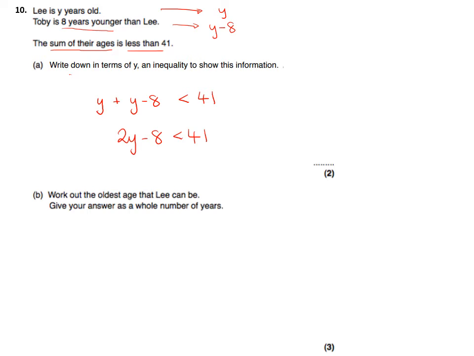Okay, part B, the oldest age that Lee can be is, I'm going to solve this inequality. So first of all, we'll add 8 to both sides and I will have 2y is less than 49. Divide both sides by 2 to give y is less than 24.5. So the oldest that Lee can be, it can be anything up to 24.5, but we're asked for our answer in a whole number of years. So Lee could be 24 years old.